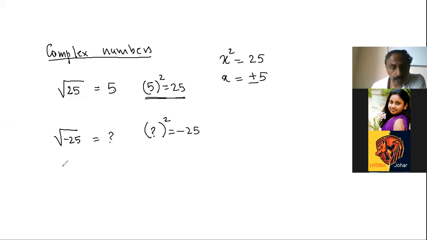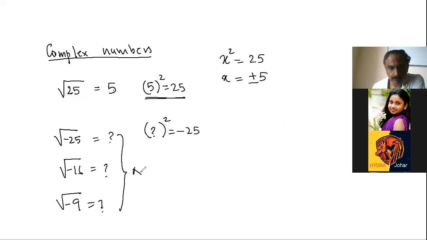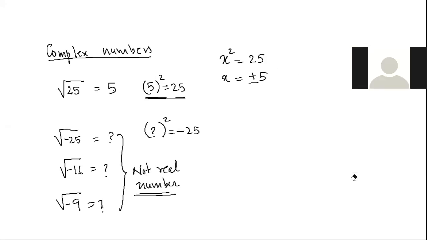So the square root of minus 16, the square root of minus 9, how will I calculate? First and foremost thing, they are not real numbers. What do you mean by real numbers? Numbers which can be marked on a number line. They are not numbers which can be marked on a number line. So they are not real numbers. Now, how will I find the square root of a negative number?